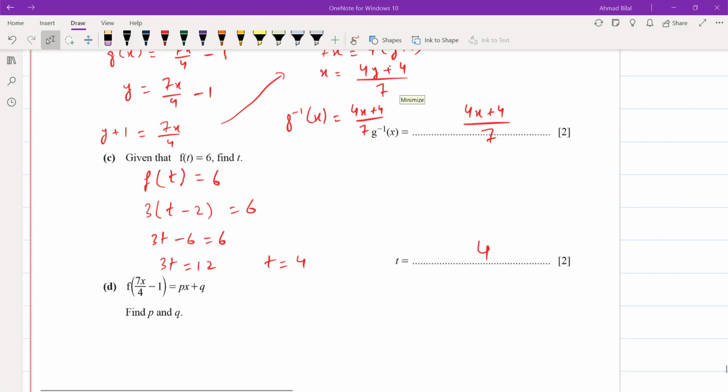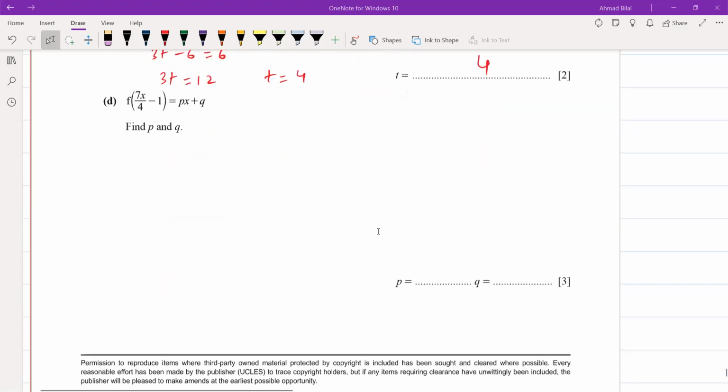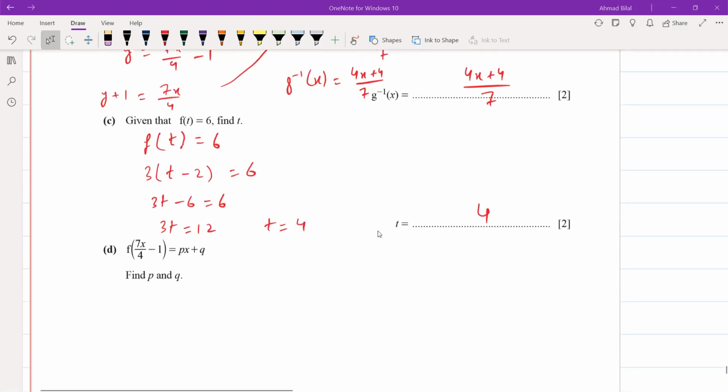Yes sir. Okay, good. ये लास्ट वाला मैंने आपको व्हाट्सएप किया था, सही, वही है. चलें, let's think about this. So we have f of 7x over 4 minus 1 that is equal to px plus q. उसने कहा this is equal to px plus q. आपको p और q की वैल्यूज निकालनी है.